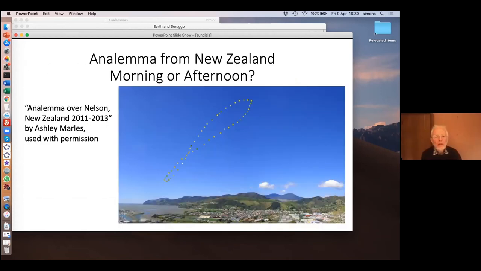Okay, before we go on, here's a question for you. I've searched the internet for a picture of the analemma from the southern hemisphere, and here we found one from New Zealand. So is that morning or afternoon? I'll leave you to think about that.